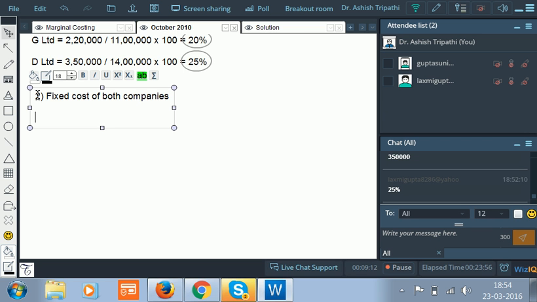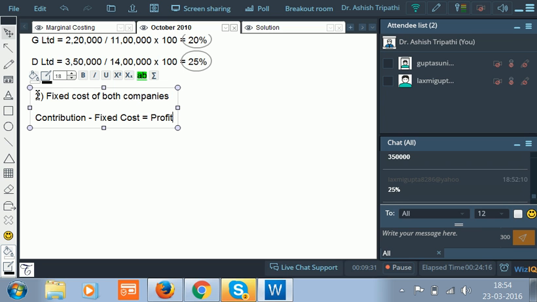So fixed cost: contribution minus fixed cost is equal to profit.